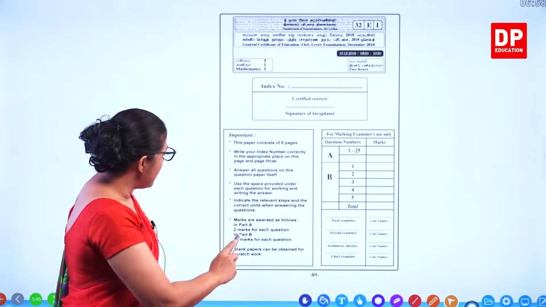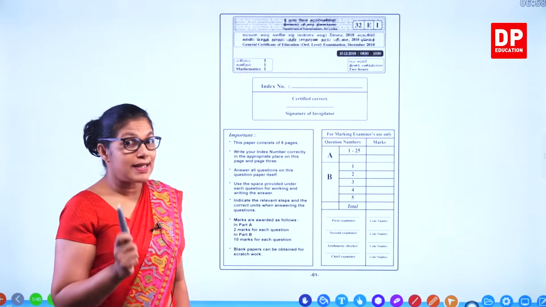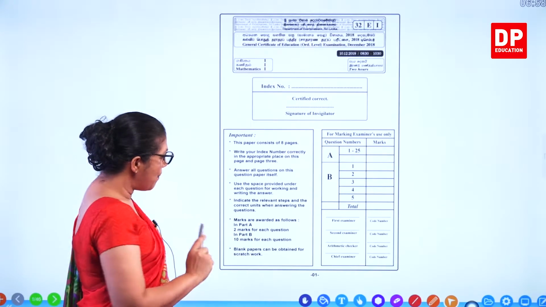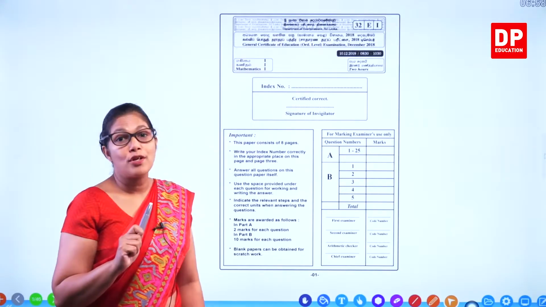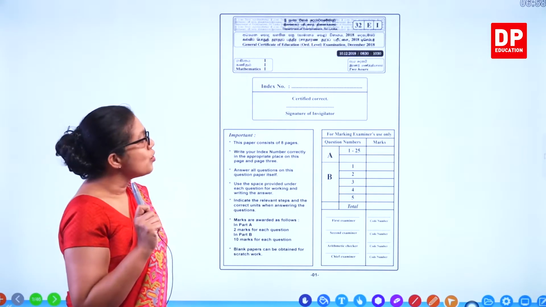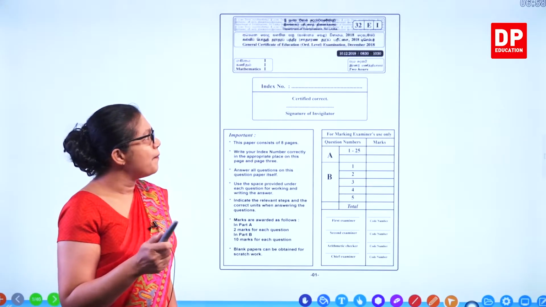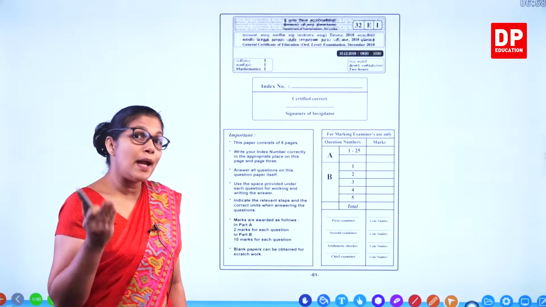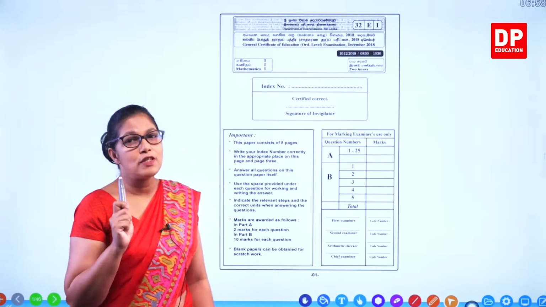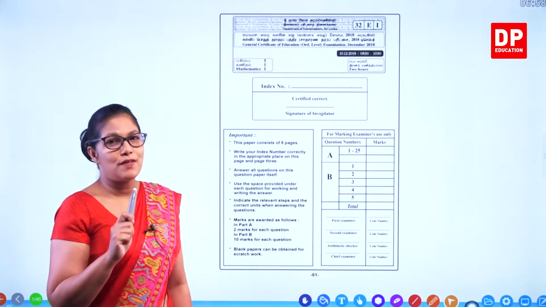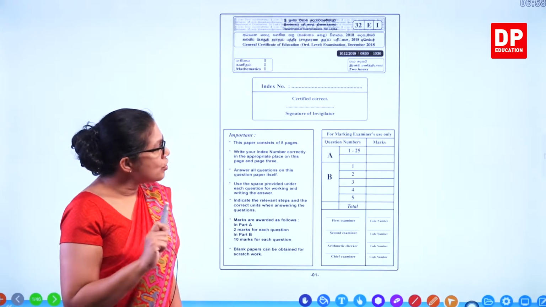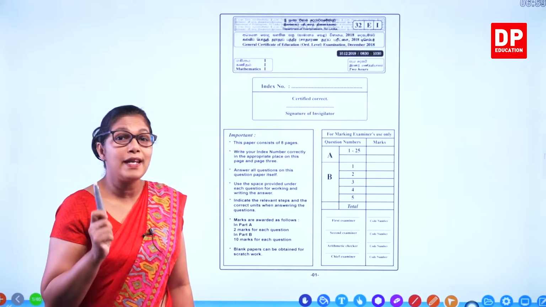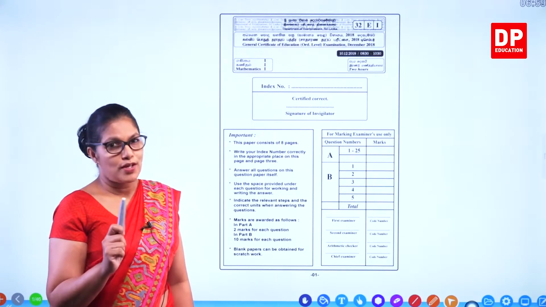And what about marks? Part A, each question is worth 2 marks and part B, each question is worth 10 marks. How many minutes can you spend? 2 hours for both parts. Part A 1 hour, that means for one question you can spend 2 minutes and 24 seconds. And what about part B? 5 questions, so you can spend 12 minutes per question.